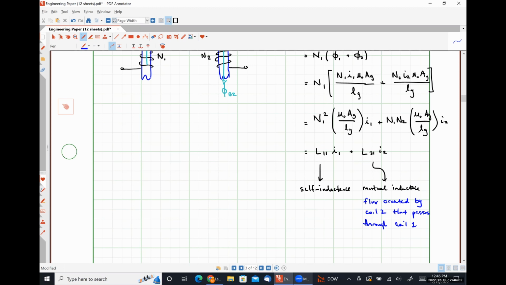The flux that is created by coil 2 that is passing through coil 1. And we could do a similar derivation for our flux linkage for coil 2, so we'd have some lambda 2 and we'd get something extraordinarily similar. In fact, we would have this term here for sure, but we'd have N2 squared mu naught Ag over Lg for the other term, okay?